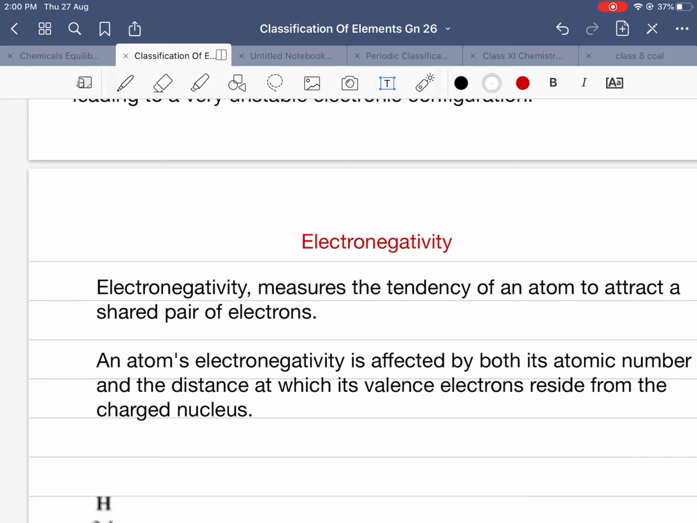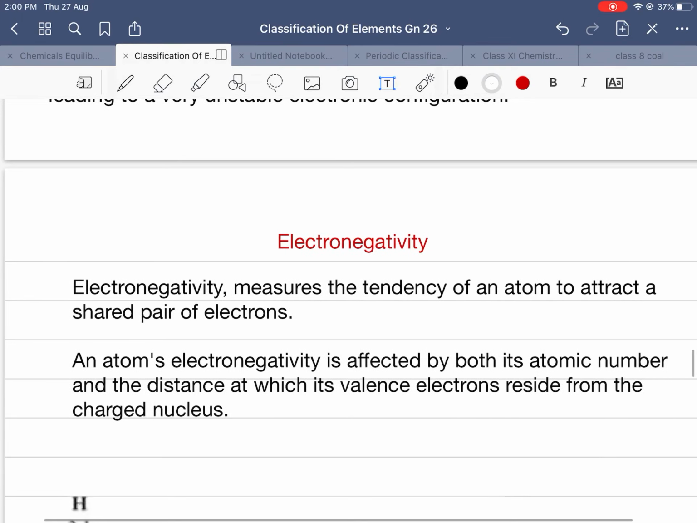An atom's electronegativity is affected by both its atomic number and the distance at which its valence electron resides from the charged nucleus.